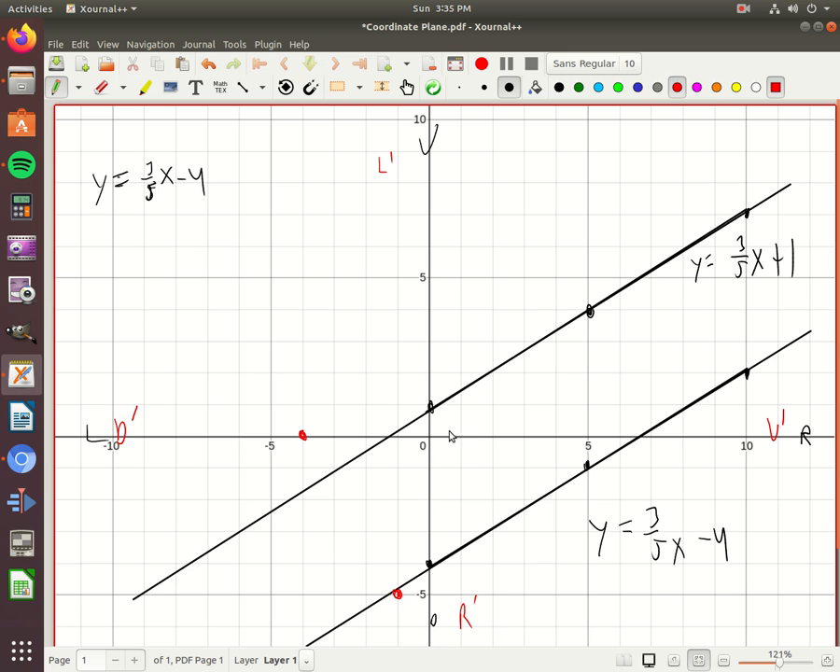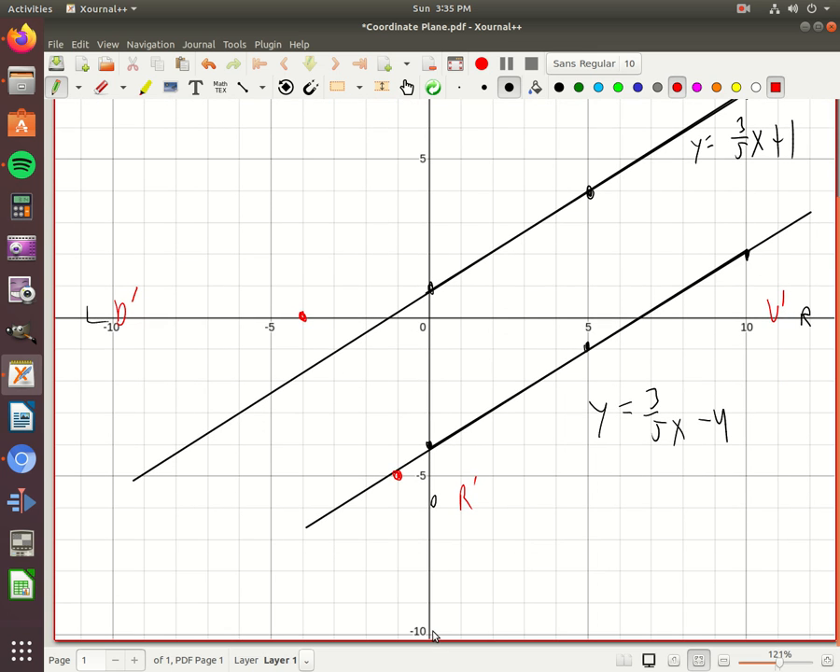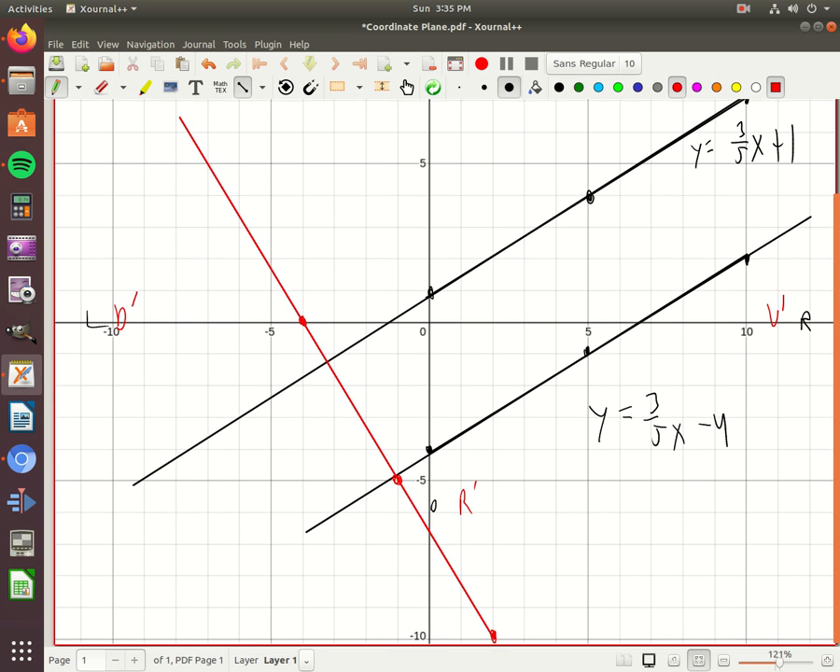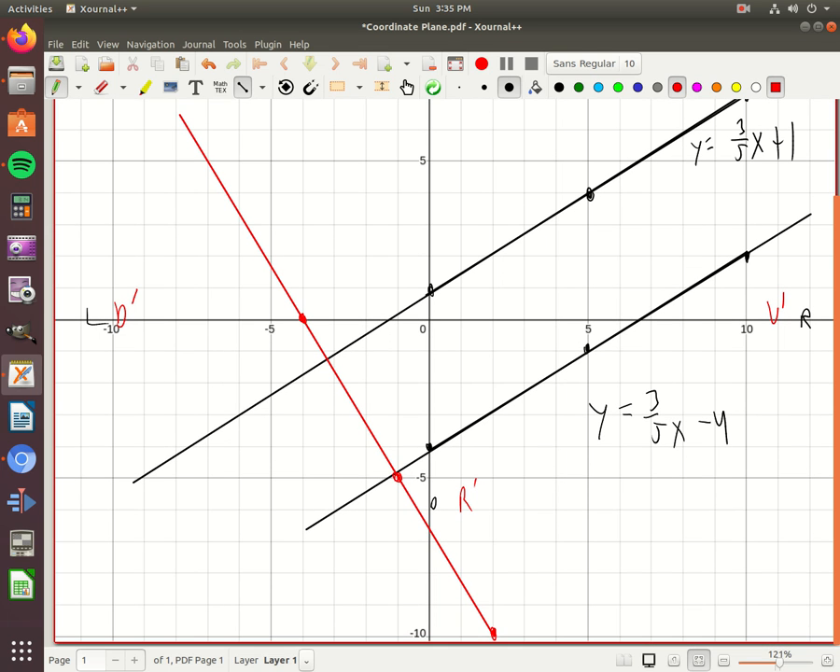To get to this point, I went right 10 and up 2, so I'll go right 10 and up 2. And you can see I get this line when I rotate it 90 degrees. I kind of missed there, I guess.